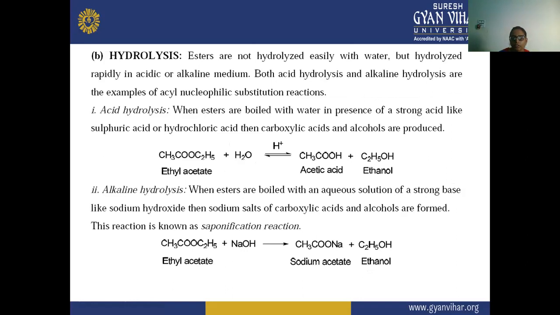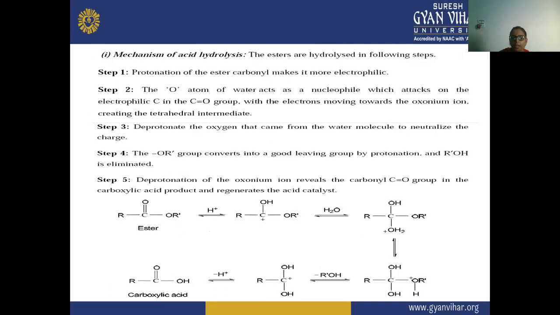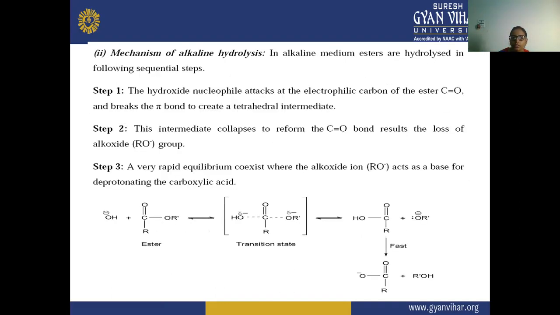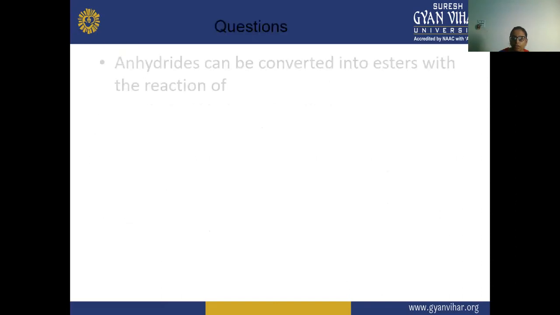Next is the hydrolysis. So in this, the esters are not hydrolyzed easily with water, but hydrolyzed rapidly in acidic and alkaline medium. So this is the acid hydrolysis, and this is the alkaline hydrolysis. So in the acid hydrolysis, there is a formation of acetic acid plus ethanol, and this is the alkaline hydrolysis. This is also known as a saponification reaction. In this, sodium acetate plus your ethanol is formed. So this is the mechanism of your acid hydrolysis, and this is the mechanism of your alkaline hydrolysis.